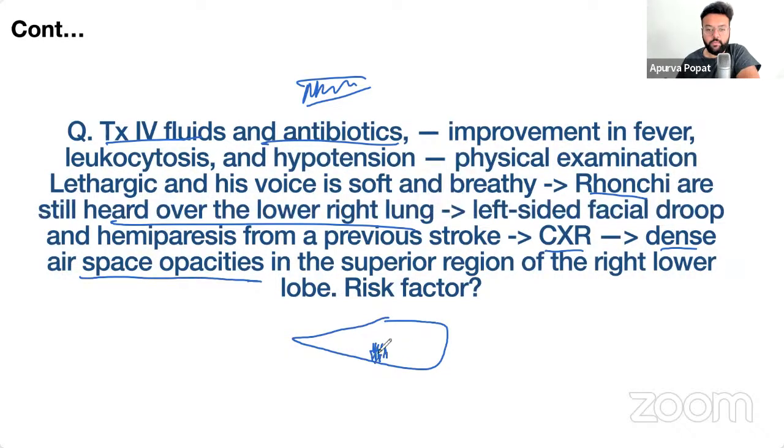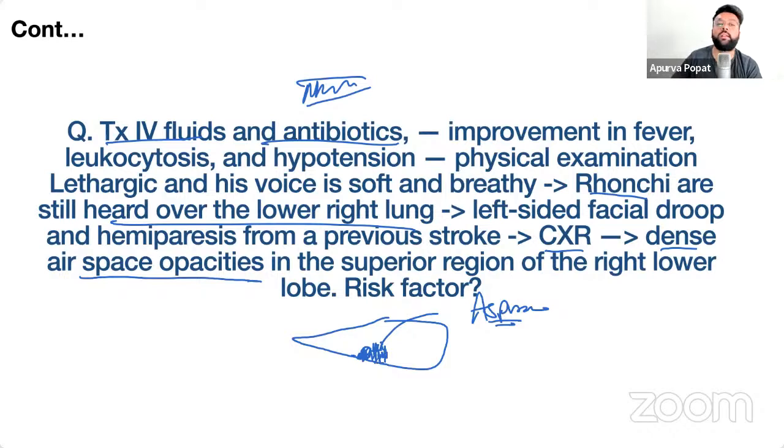What is your diagnosis if the chest X-ray is showing opacity in the superior region of the right lower lobe? Pneumonia. What kind of pneumonia? This is aspiration pneumonia. Because the patient was lying down, the patient aspirated, and these are the dependent portions for aspiration, right? Superior part of the lower lobe, lower part of the upper lobe. This is the dependent portion for the aspiration.